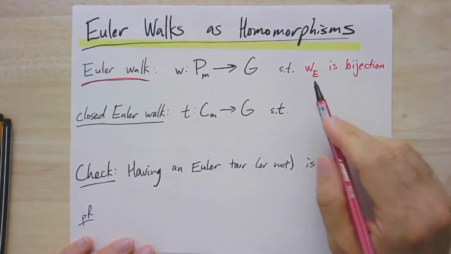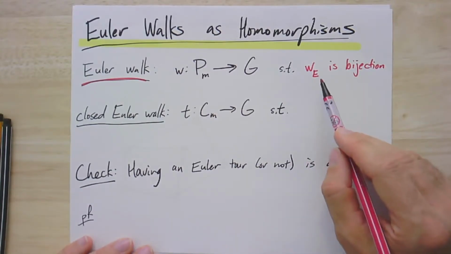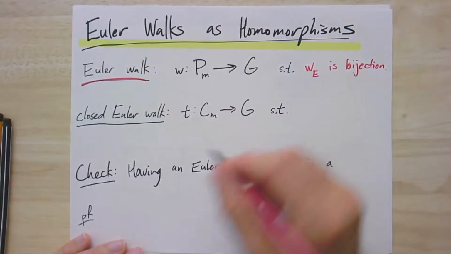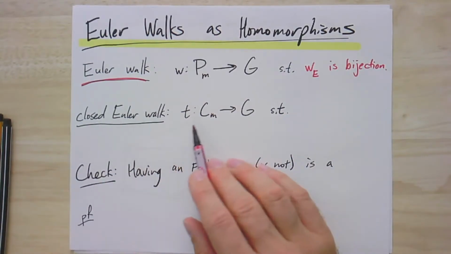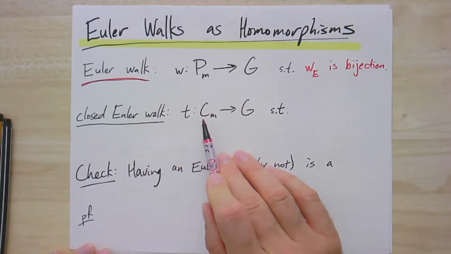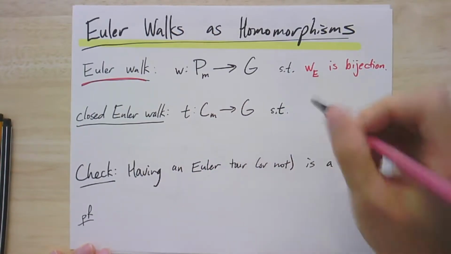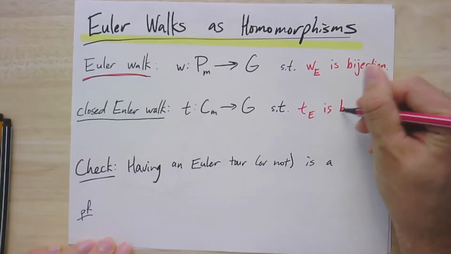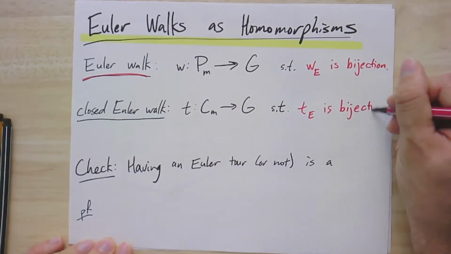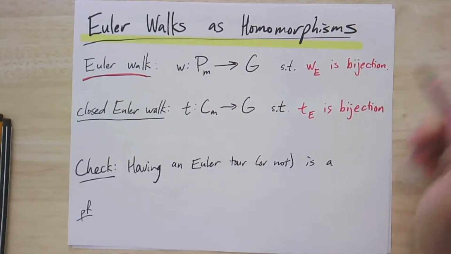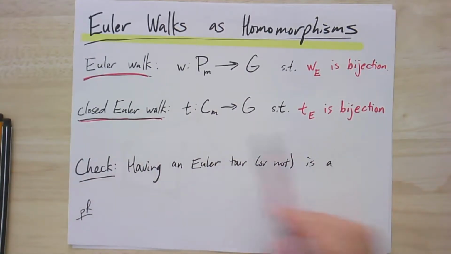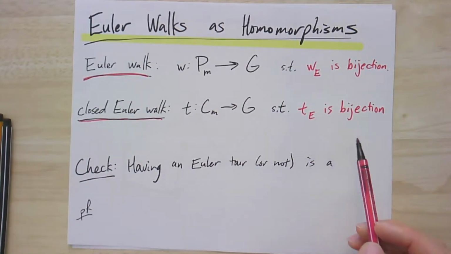So it has to be injective because it can't repeat an edge, and it has to be surjective because it has to use all of them. Okay, and similarly, if it's a closed Euler walk, remember a closed walk is like a homomorphism from a cycle into the graph. In this case, again, it's a bijection on the edges. It's not going to be a bijection on the vertex set necessarily, unless the graph really was just a cycle or a path, right? You can repeat a vertex when you go around, but you can't repeat an edge, right?